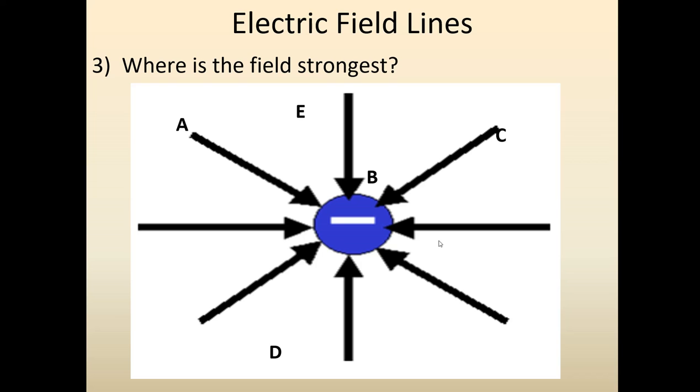So here's a good question. Where on here is the field the strongest? Pause the video, work it yourself, and we'll go over it in a second. So once again, the closer the lines, the stronger the field. The area where the lines are the closest is B.